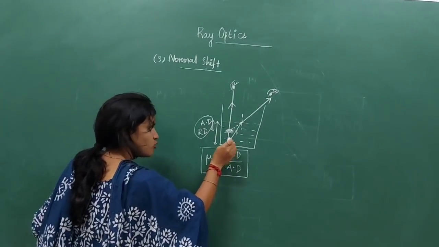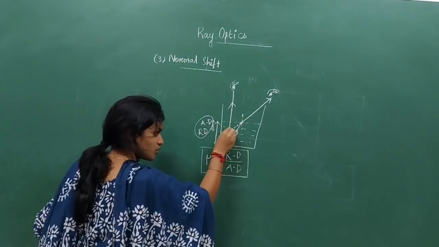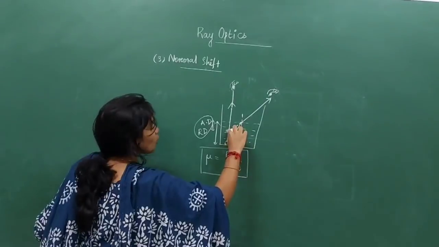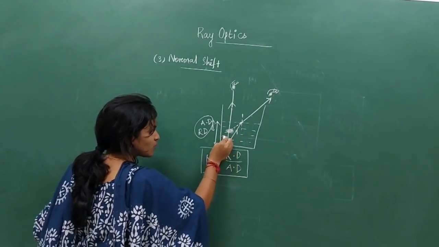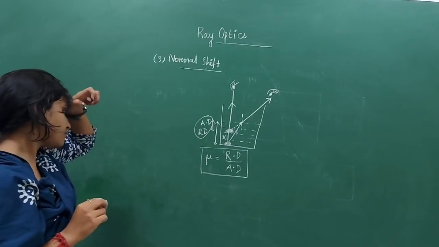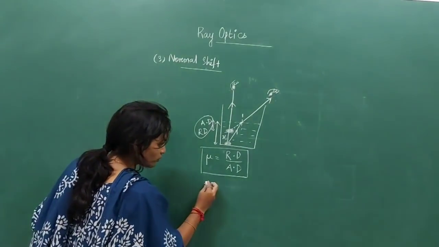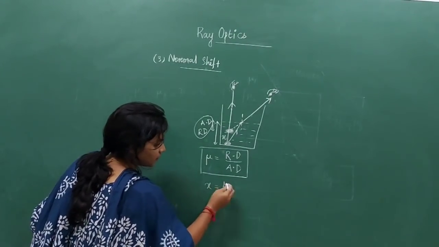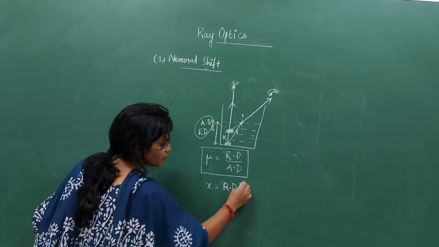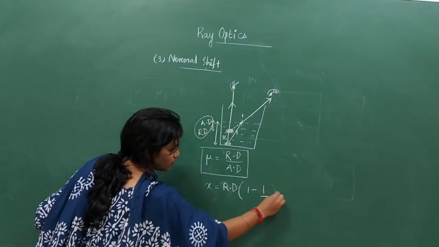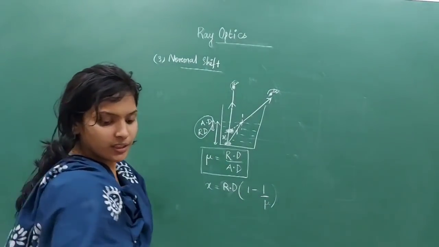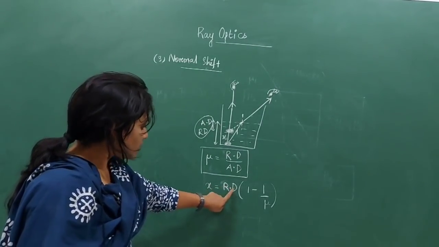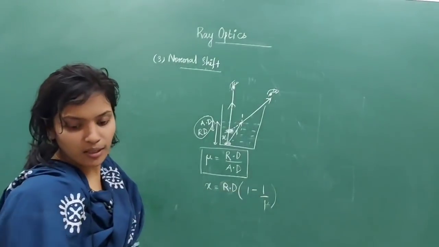The coin is not actually there, but it feels like it is. This is the normal shift, and we mention it with the symbol x. Per the derivation, for your notes, x will be equal to t, the real depth, into 1 minus 1 by mu. You can take this as t, the real depth, equal to the actual depth, rd into 1 minus 1 by mu.